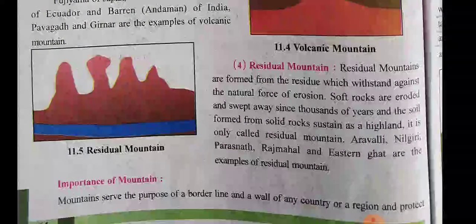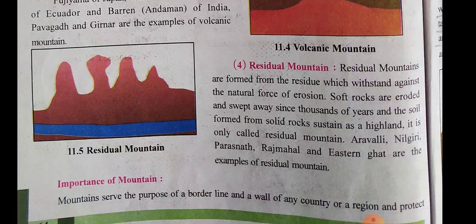So soft rocks are eroded and swept away over thousands of years, and the solid rock remains as the highland. It is only called residual mountain. For example, Aravalli, Nilgiri, Parasnath, Rajmahal and Eastern Ghats are examples of residual mountains.